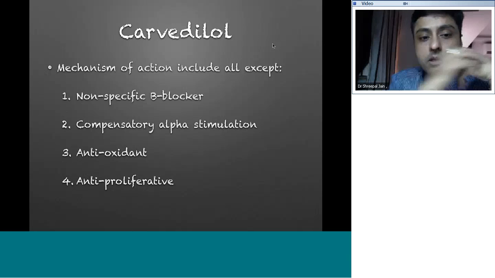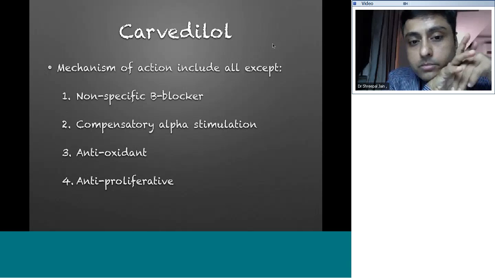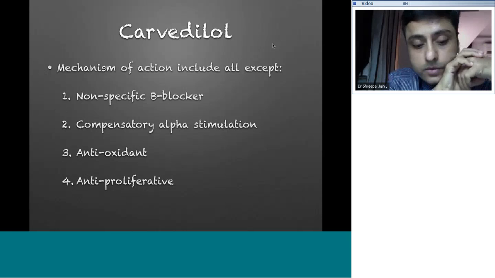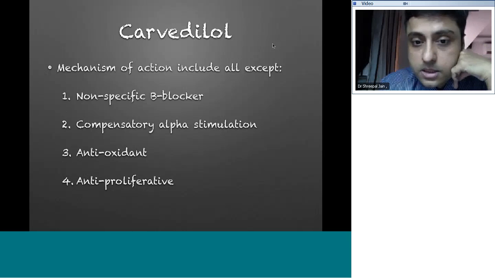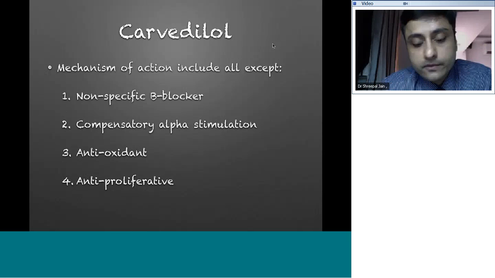Okay, so the answer is number 2, that is compensatory alpha stimulation. So carvedilol actually blocks alpha receptors as well, producing systemic vasodilatation. It is a non-specific beta blocker. It also has antioxidant and anti-proliferative mechanism of action.